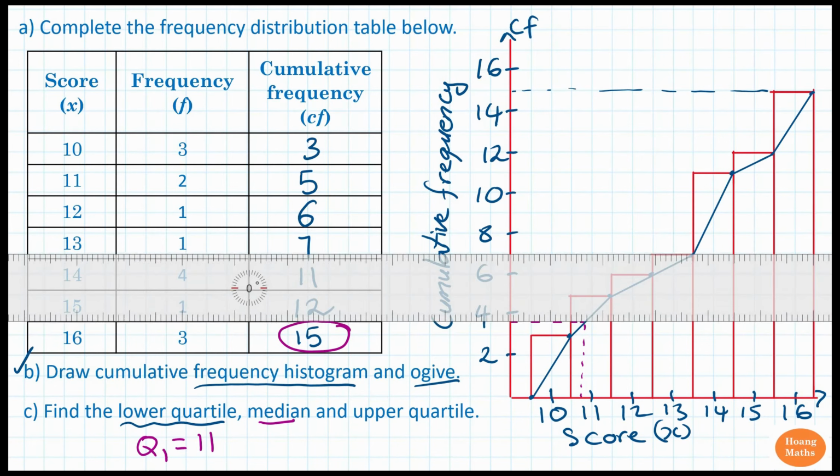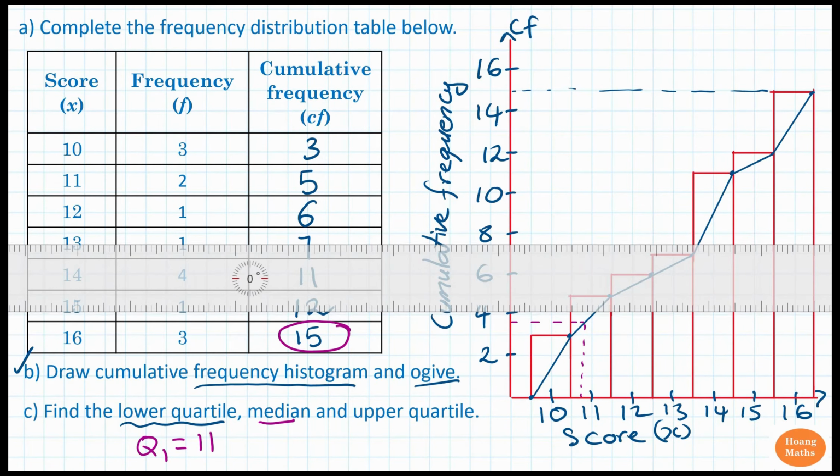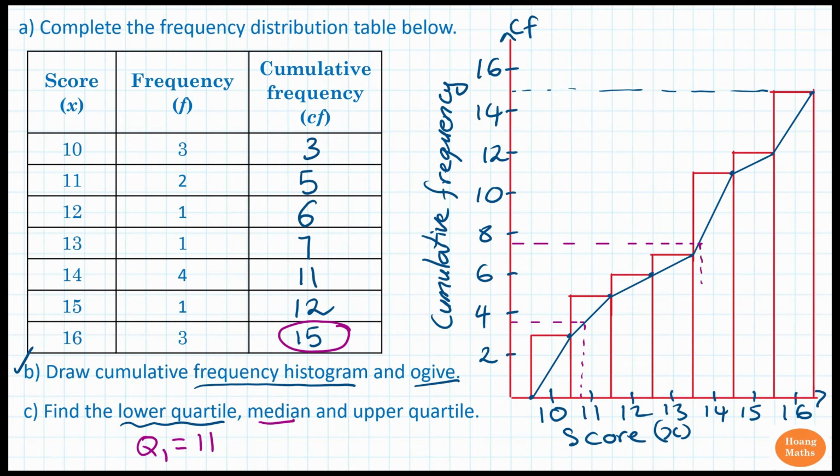So we go all the way to 7.5. It's just roughly here. And we just go all the way across and hit the blue line. So that is the ogive. So just go down. Within the 14. So the answer is 14. So Q2 is equal to 14.